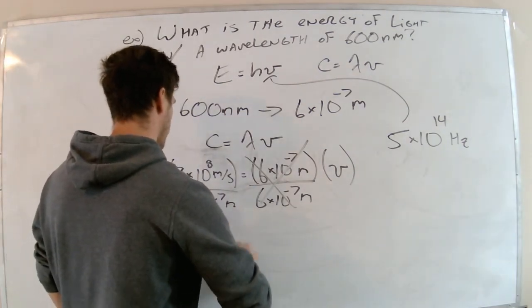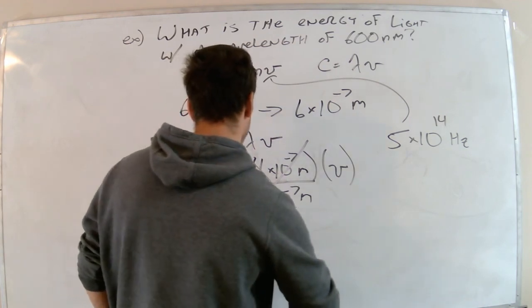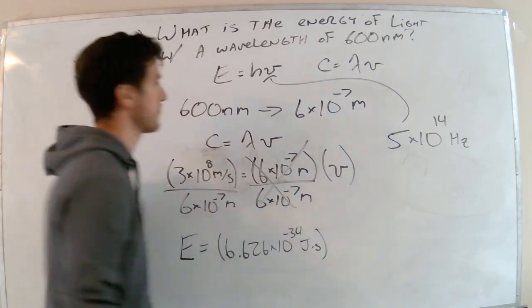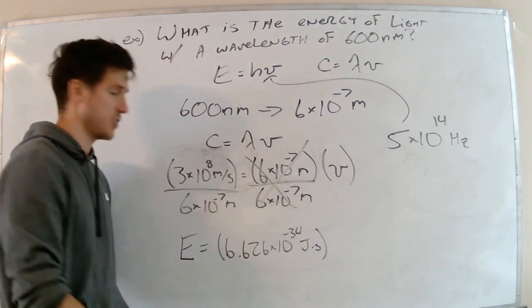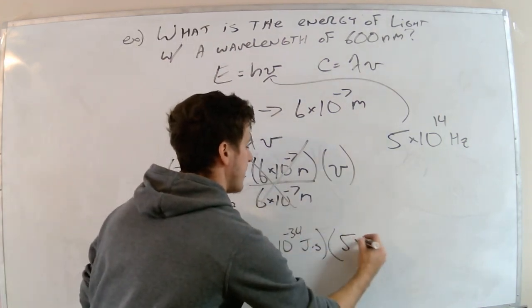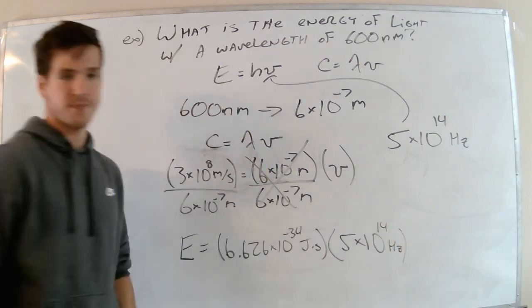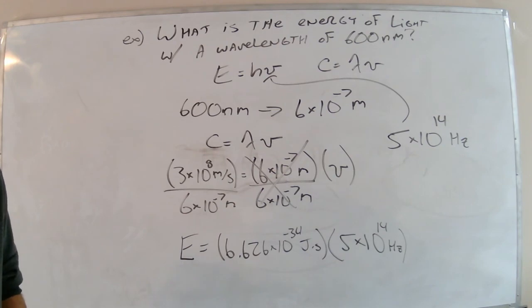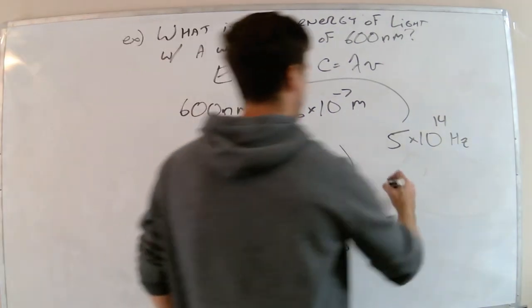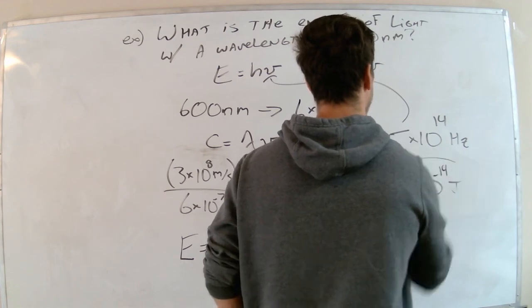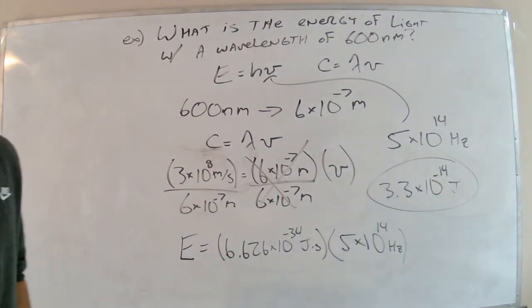Now that we got frequency, we can plug this guy into our E equals hv equation. E equals Planck's constant, which is 6.626 times 10 to the negative 34th joule seconds, times the frequency I just solved for, which was 5 times 10 to the 14th hertz. We multiply those together, we should get something like 3.3 times 10 to the negative 19th joules.